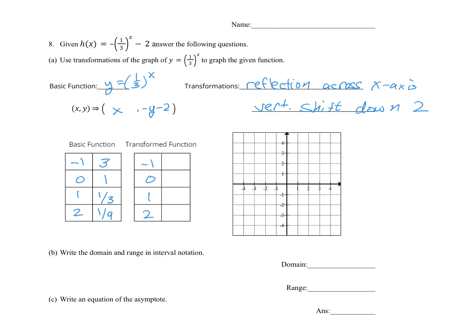And now the y's, we're going to take the opposite, or multiply by -1, and then subtract 2. So the 3 is going to be -3 minus 2. That is -5. The 1 is going to be -1, take away 2. That is -3. The 1/3 is going to be -1/3 minus 2. Let's write that as -2 and a third. And then the other one is going to be -1/9 minus 2. That is -2 and a ninth. Again, these mixed numbers here make it really easy to graph.